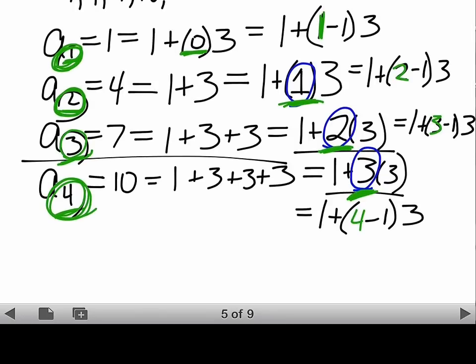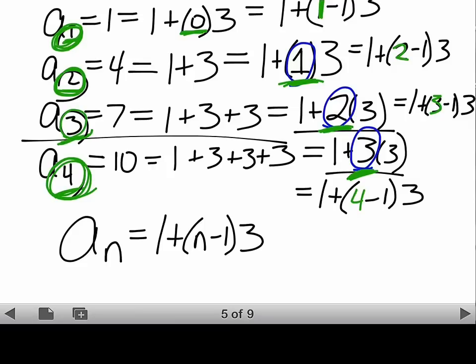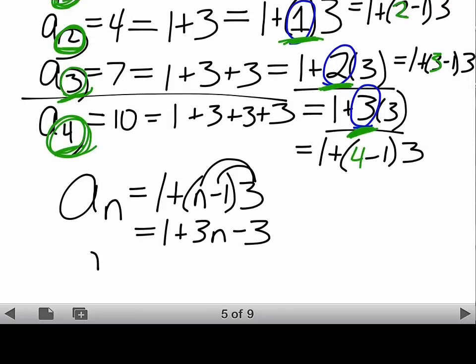Using this as our pattern, we can write down that a sub n is going to be 1 plus n minus 1 times 3. Looks like we could simplify this as a matter of fact. Suppose I distributed the 3 there. So this turns out to be 1 plus 3n minus 3. After I simplify, we could say a sub n is equal to 3n minus 2.